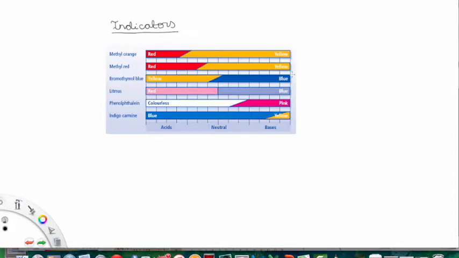So acid-base indicators, also known as pH indicators, are substances which change color with pH.